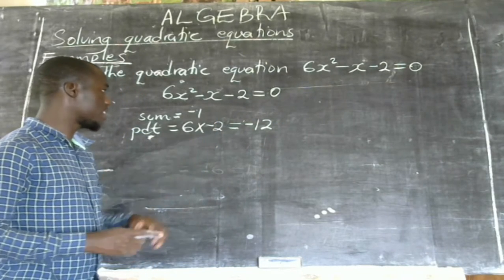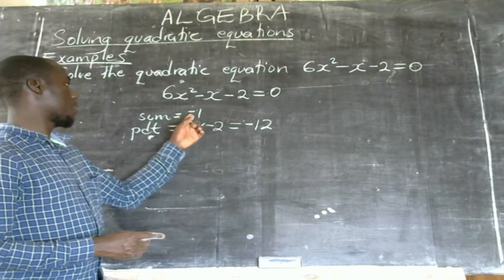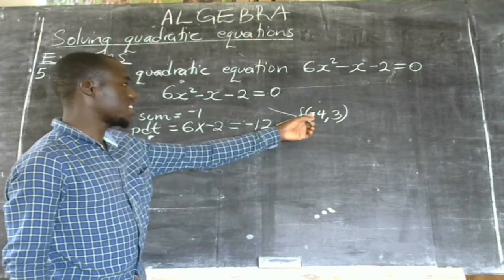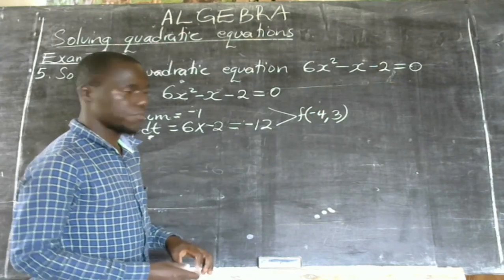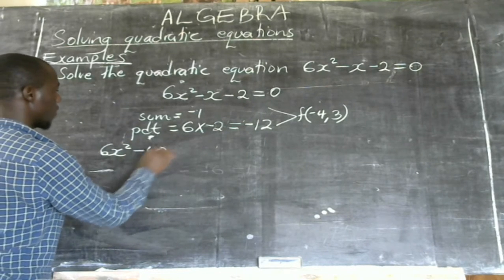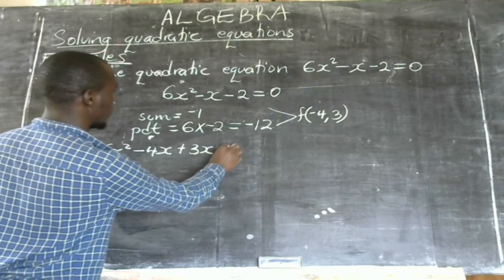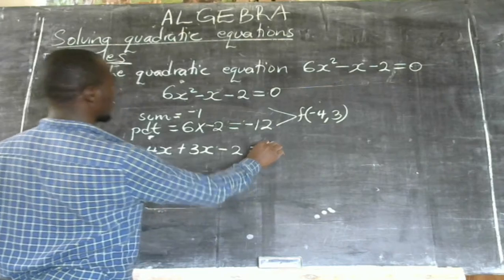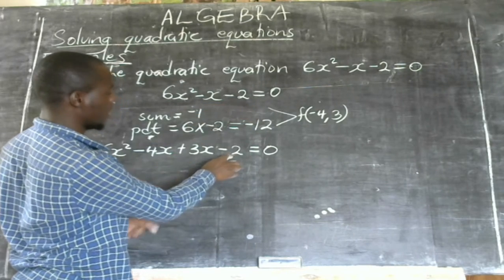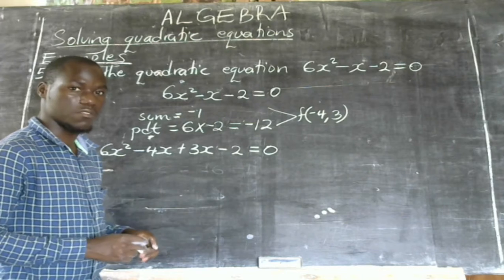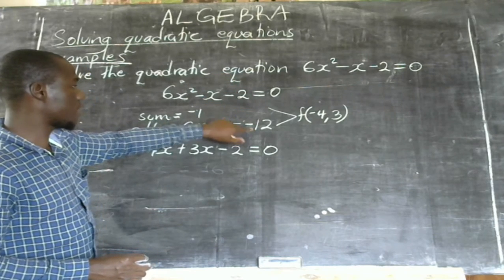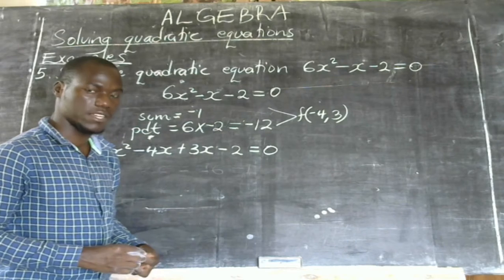So I look for two factors that give me the sum of −1 and the product of −12. Those factors are −4 and +3. I pick them and substitute them here: 6x² − 4x + 3x − 2 = 0. Make sure that you don't substitute the −12 in here. Some students have a tendency of making such a mistake. Please follow the equation which was given. The sum and the product just serve as a path to generate the factors, which we substitute for the middle term.